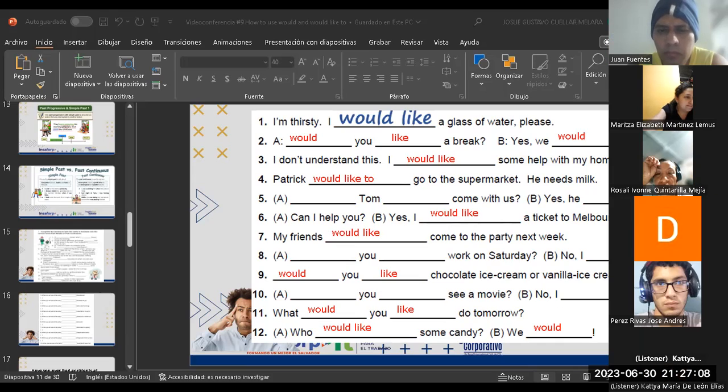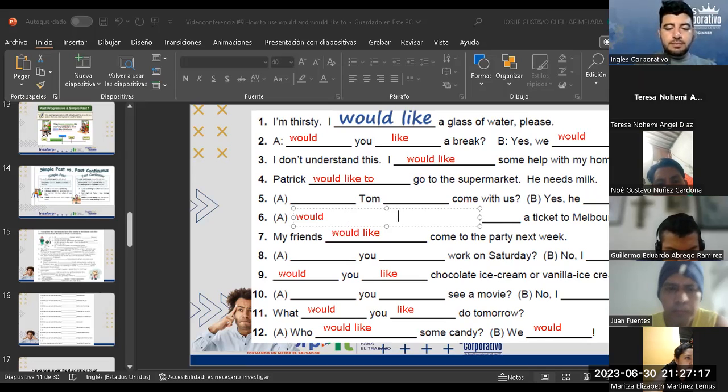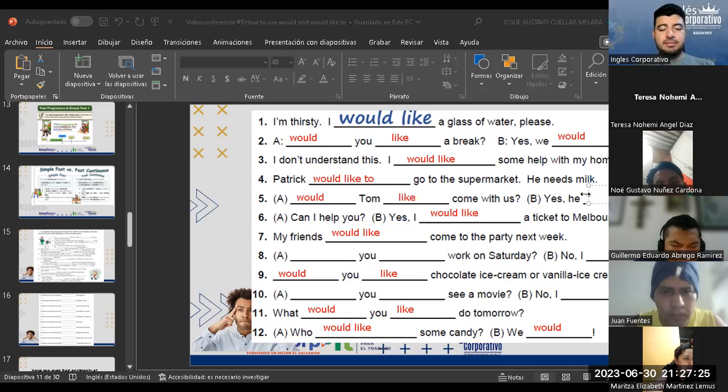Yes, teacher. Number five. Would Tom like to? Come with us. No, number five. The next word is a verb. Would Tom like to come with us? And the answer, yes, he would. Thank you.